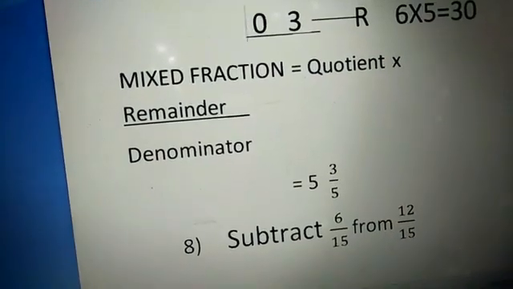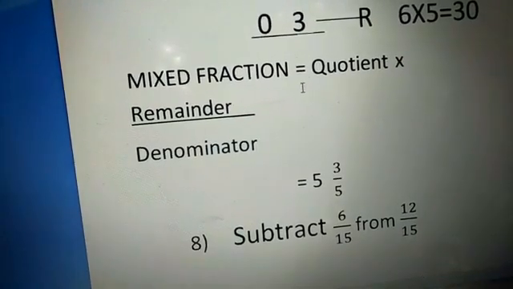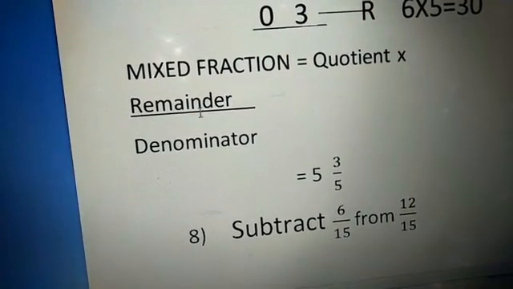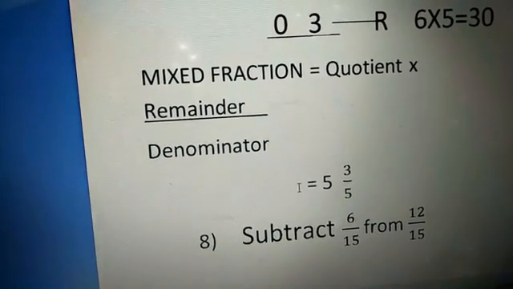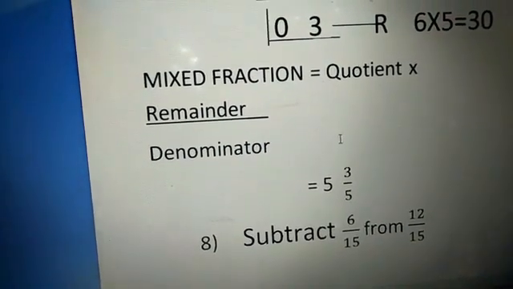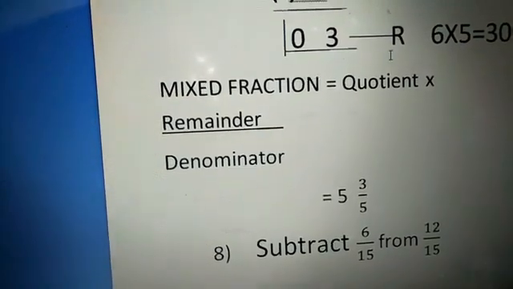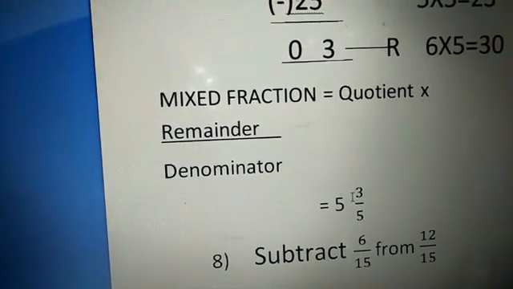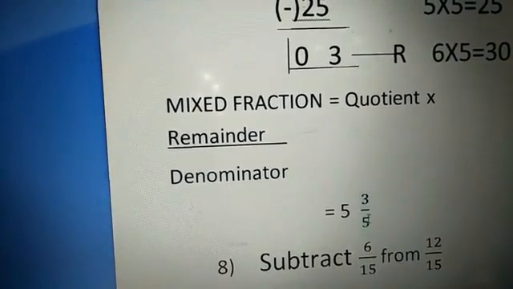This is very important, listen carefully. The formula for the mixed fraction is equal to the quotient, then the remainder divided by the denominator. So what is our quotient, children? The quotient is 5. So I write 5. Then the remainder is 3. So I write 3 and our denominator is 5.